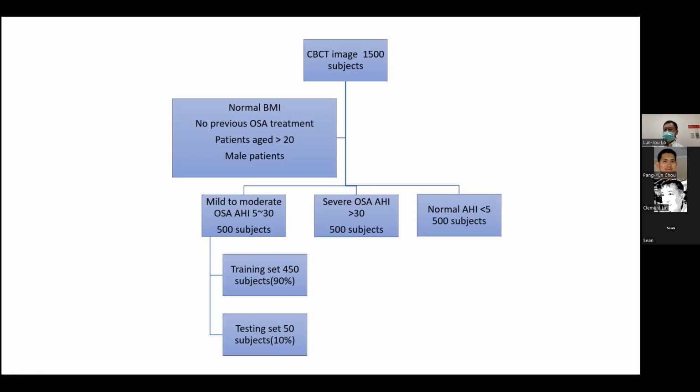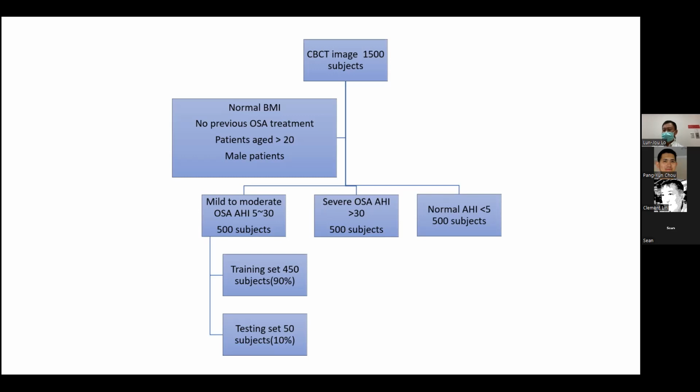And we include male patients because I reviewed a lot of different papers, and they only use male patients, since male patients have a higher risk of OSA. Then we further divide the patients into the normal group, with AHI less than 5, the mild to moderate group, with AHI 5 to 30, and the severe OSA group, with AHI more than 30. Each group has 500 subjects.